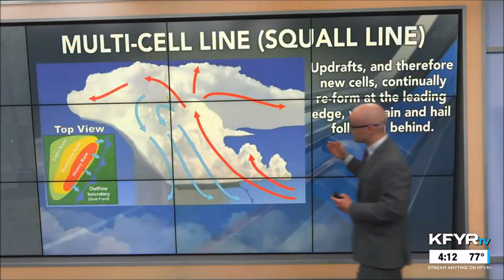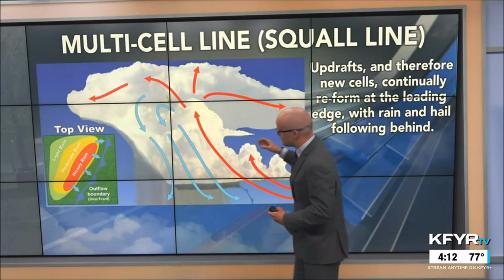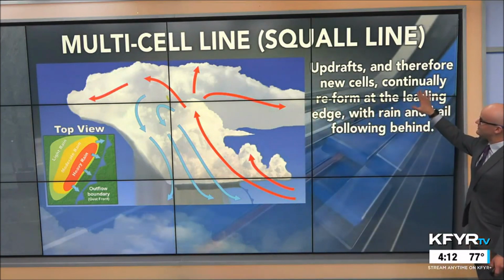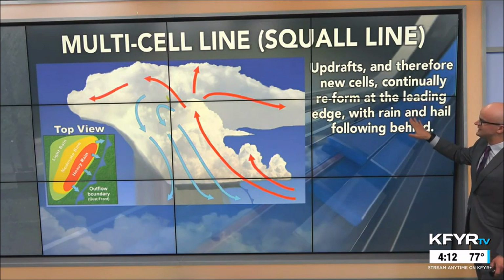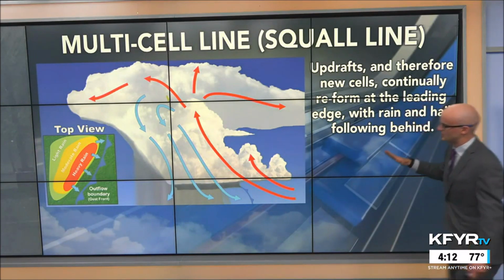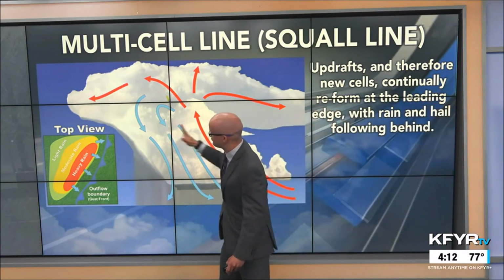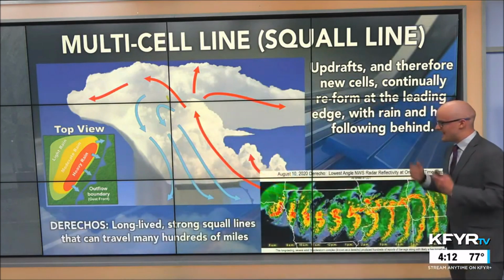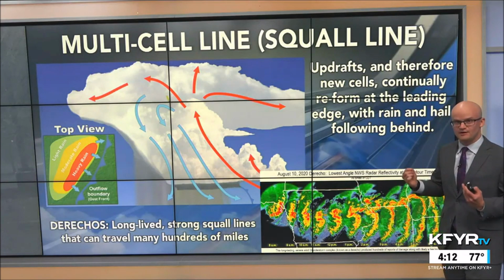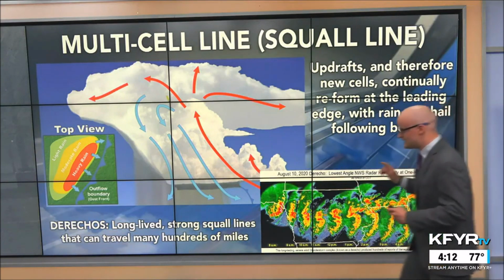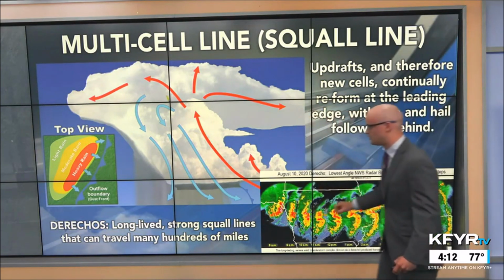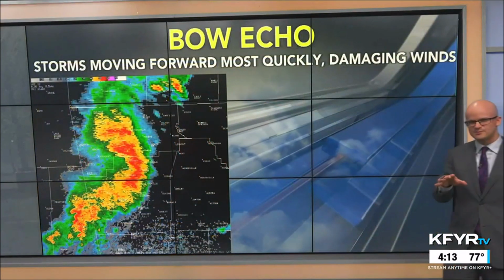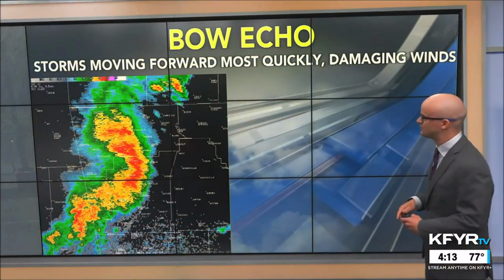And these squall lines are a little bit different when we look at this schematic. We can see that the updraft is tilted a little bit, and they continually reform along the leading edge with the rain and hail falling behind. So this allows that updraft to remain sustained as it pushes forward over a certain area. And with a specific type of squall line called a derecho, these are long-lived, very strong squall lines that can travel hundreds of miles across a large area. We can get them around here, but they're a little bit more common closer to the Midwest and the Great Lakes.